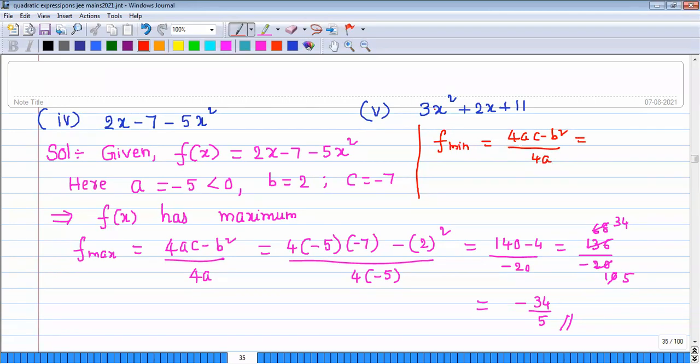So 4ac, 4 into 3, 12. 12 into 11 is equal to how much? 12 into 11, 132, correct? Yes, sir. Minus b square, 4, upon 4a. 4a is 12. 132 minus 4 is 128 upon 12. Just simplify, and you will write your answer.